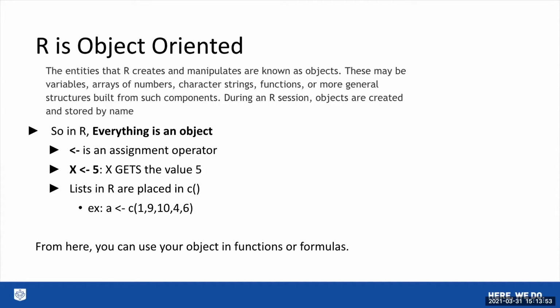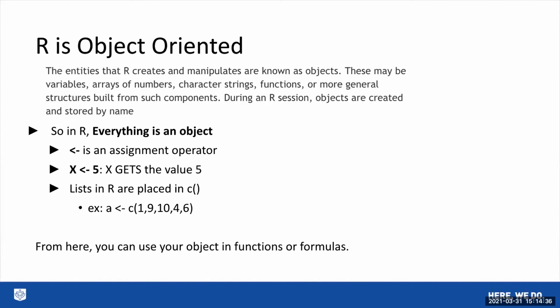So it's important to note that R is object-oriented. So R essentially creates objects and it also can manipulate them. So this can be vectors, an array of numbers, character strings, functions, or more general structures that are built from such components. And during an R session, objects are created and stored by name. So simply put, everything in R is an object. And if you see here, the less than symbol followed by the minus sign is an assignment operator. So if you were to put x, less than symbol, minus, and then space 5, R would interpret that as x gets the value 5.